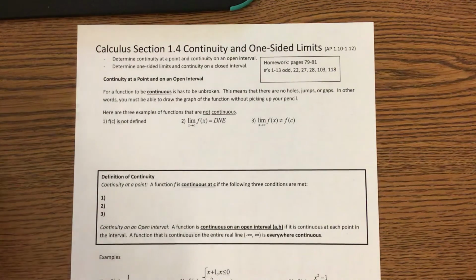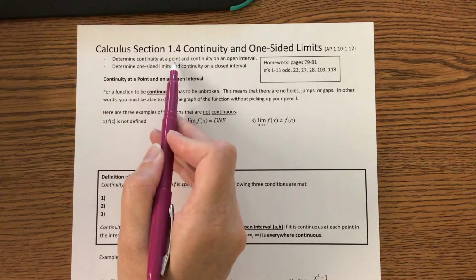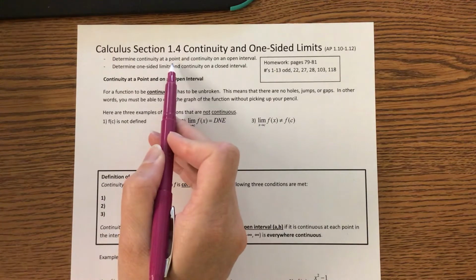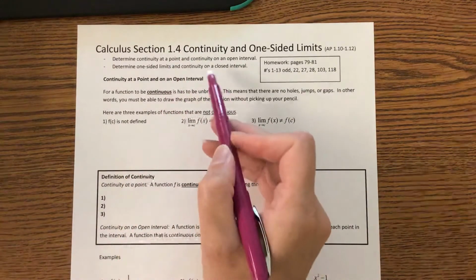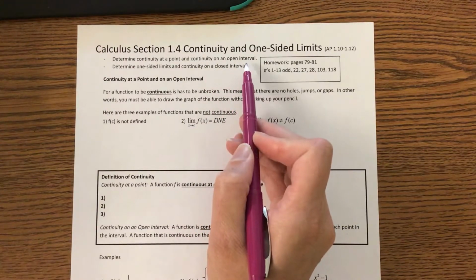Hey guys, we're going to learn section 1.4, continuity and one-sided limits. So what we are going to accomplish, we will determine continuity at a point. So I'll give you an x value and we want to see if the function is continuous there. We will also determine whether the function is continuous on an open interval. So that's like from one x value to another x value.